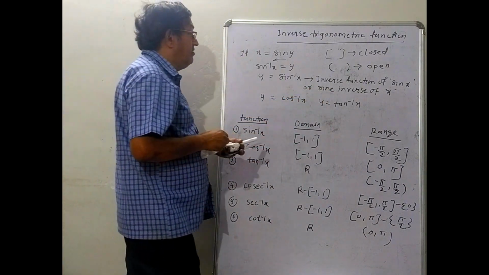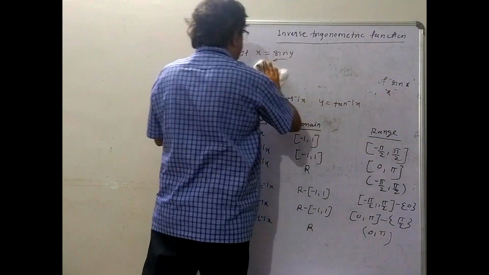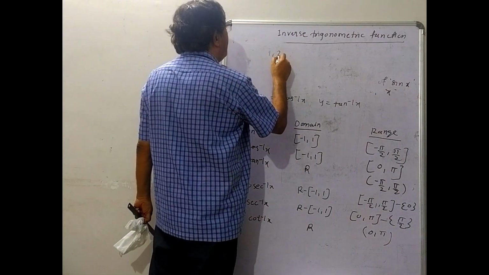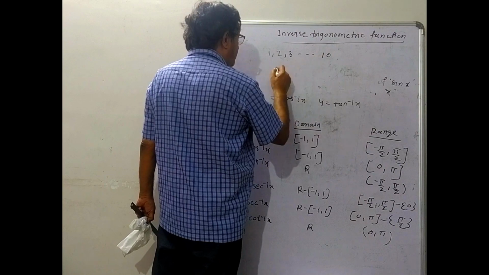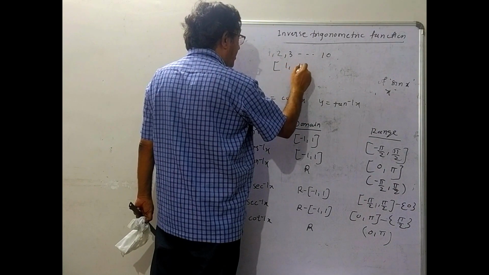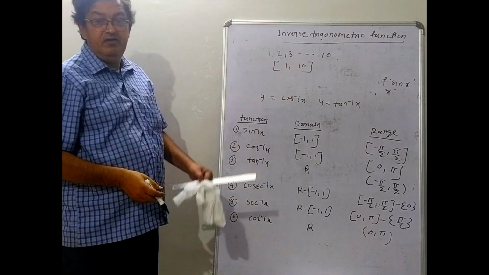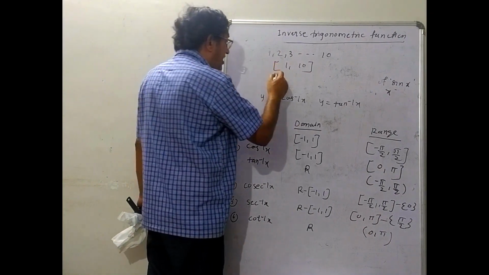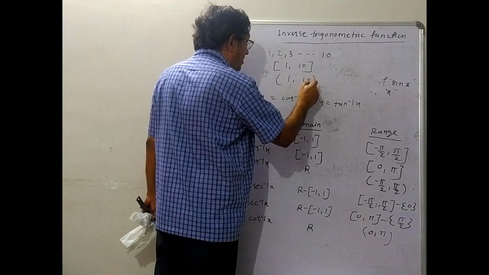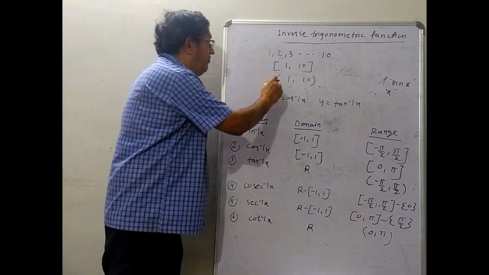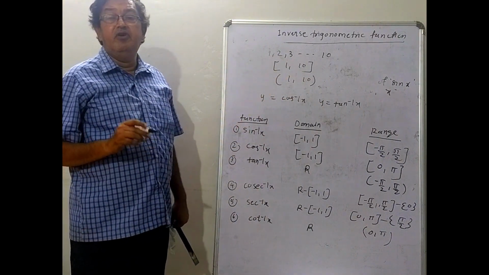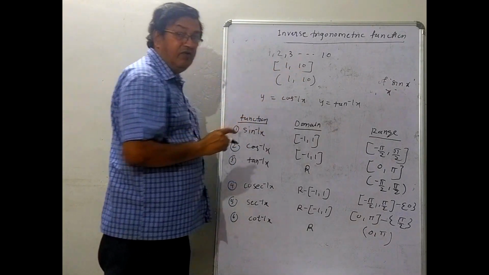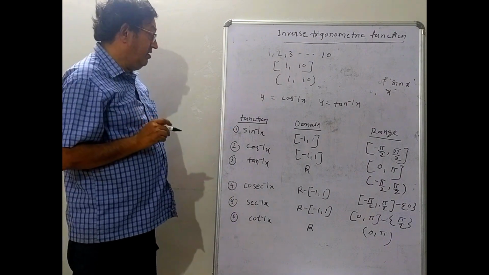For example, suppose I take numbers 1 to 10. If I write 1 to 10 like this, it is a closed interval, meaning the endpoints 1 and 10 are included. But if I write 1 to 10 like this, it is an open interval, so 1 and 10 will be excluded. Only the numbers from 2 to 9 will be included. This is what we mean by closed interval and open interval, which you have learned in the first year.